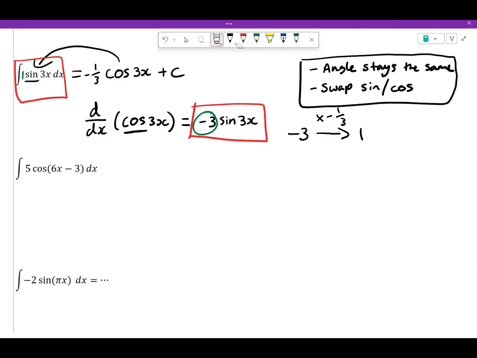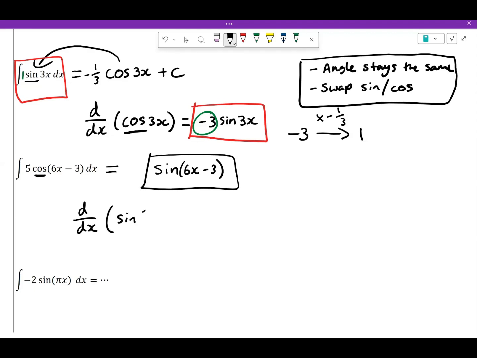So let's have a look at our second one, which looks a little bit more complicated, but let's follow our steps. So the angle stays the same, so 6x subtract 3 is definitely going to be in my answer. Now then to swap the sine and cosines, so this cosine is going to get swapped out for a sine. And then we've got our possible answer, so let's now differentiate this and see what we get. So we're going to differentiate the sine of 6x subtract 3. So when I differentiate, the angle stays the same. The sine is going to become a positive cosine. And then we differentiate our angle, which gives me 6. And I'm going to multiply by it.